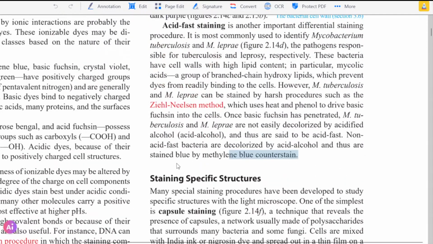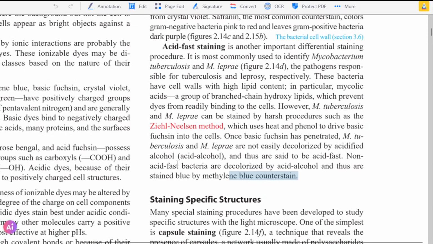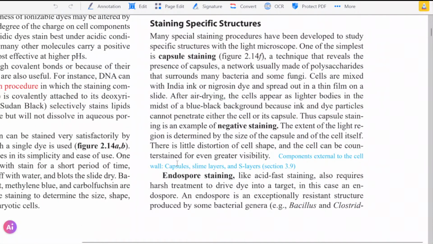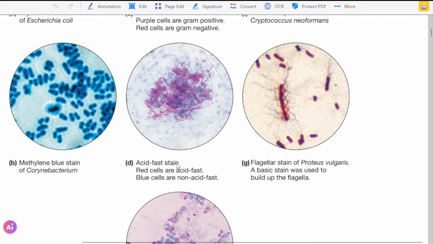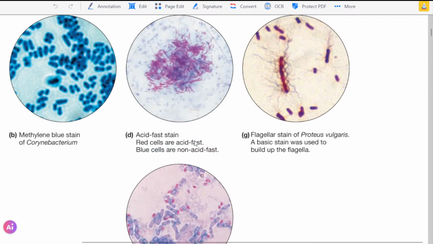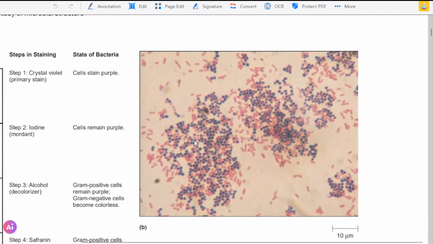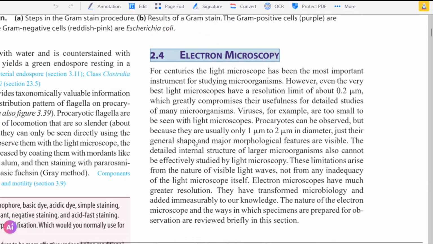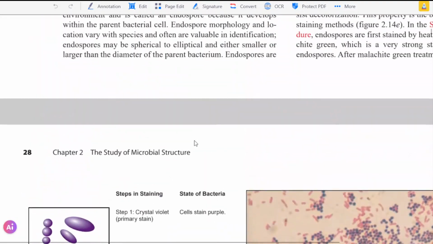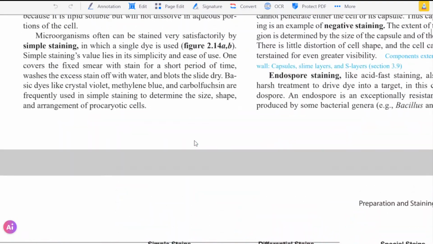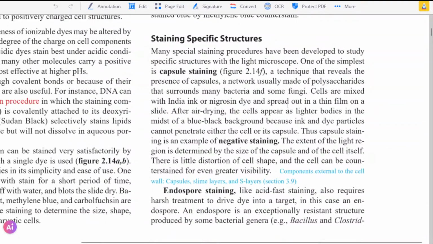So let's go down and look at the image 2.14 here. Acid fast stain, red cells are acid fast, blue cells are non-acid fast, because that is methylene blue. Well, this one is fuchsin. Alright, so there is nothing more to that. I was just checking if there was any other diagram.